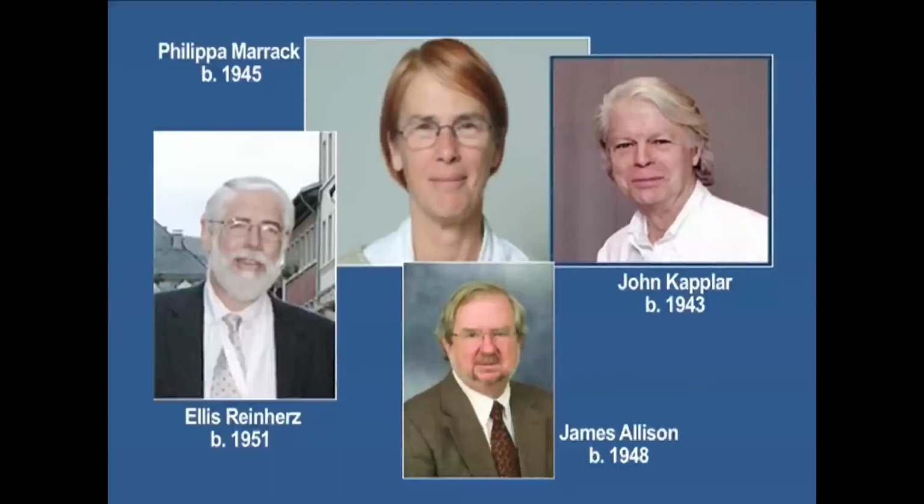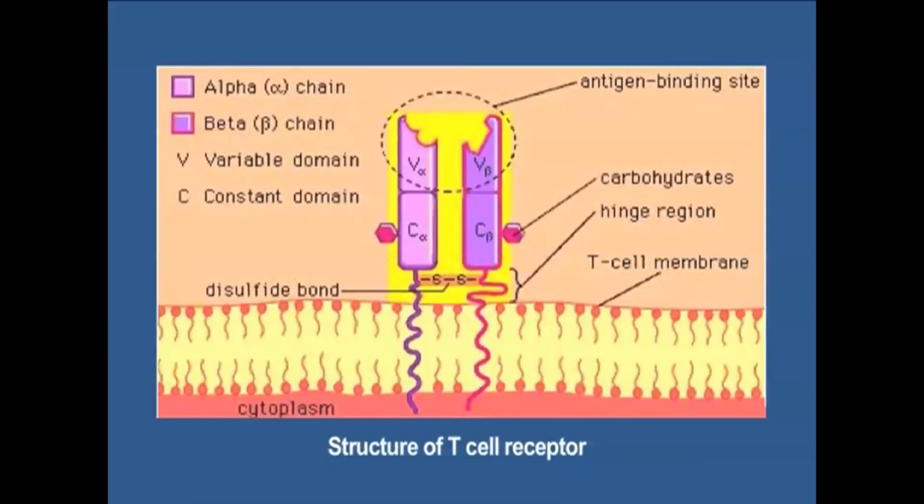These four people, Raynaud's, Marak, Kepler and Ellison, were responsible in 1983 for the discovery of a unique receptor present in the T cell, and naturally it is called the T cell receptor. This T cell receptor is embedded on the membrane of the T cell, in the phospholipid bilayer, with the help of a disulfide linkage at the base, and it has variable and constant domains. The variable region may have alpha beta, and the constant domain will also have alpha beta.